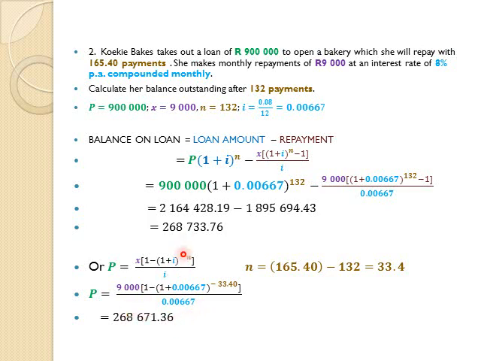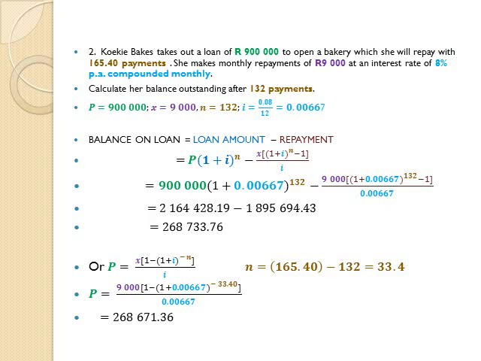There you can see they both show 268, but that's 733 and this is 671,36. So slight difference, right? I just rounded off. I could have used the whole number and made them exactly the same, right? So Cookie Bakes still owes 268,000 on a bakery, right?